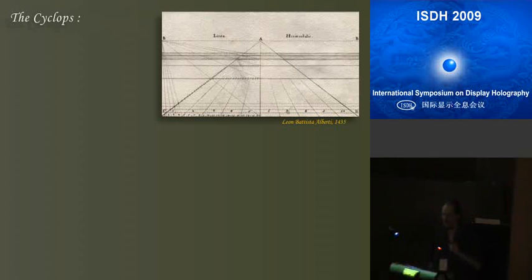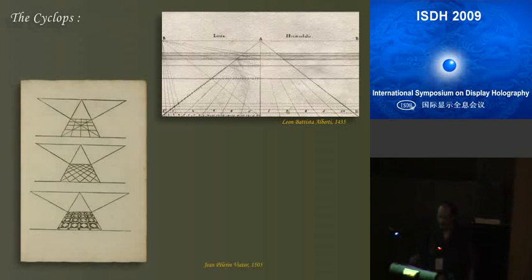The viewer doesn't exist for Alberti. The only thing he says about the viewer is that when you do a mural, you take the average height of a man and it gives you the horizon. And how he places his point of view is simple. He says, on the canvas, I place a dot. That's it.